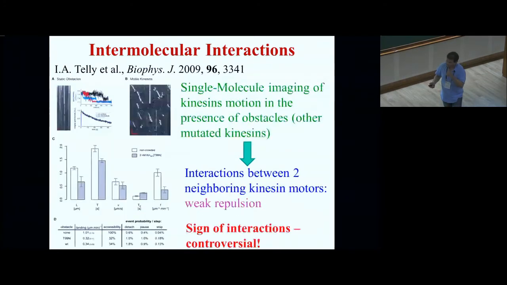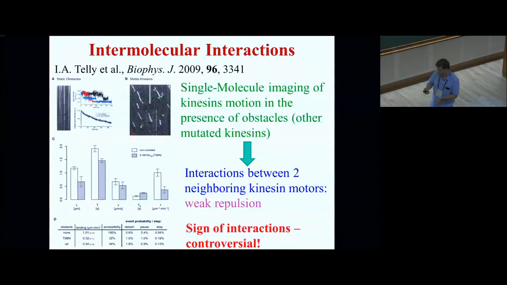A different set of experiments argued that yes, there is interaction, but it's probably repulsion, not attraction. In these experiments, they put stationary blocks made from other, mutated kinesins, and they saw that kinesins coming to this block, which is another kinesin, didn't like to be there and wanted to dissociate. So they argued that it's probably weak repulsion. So people still don't understand the sign of these interactions, but they know there are additional short-range interactions.